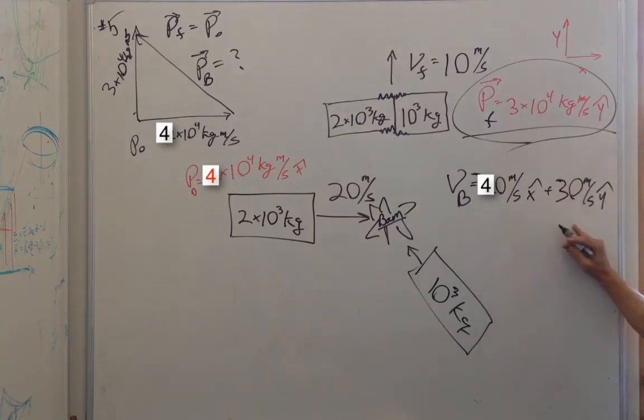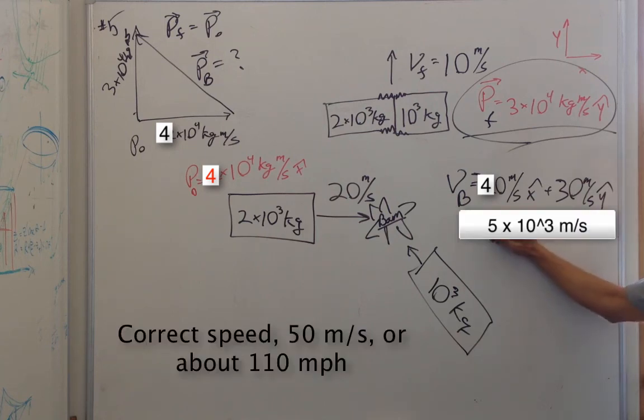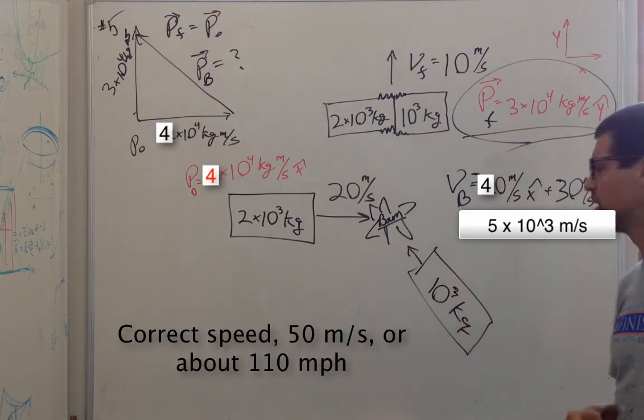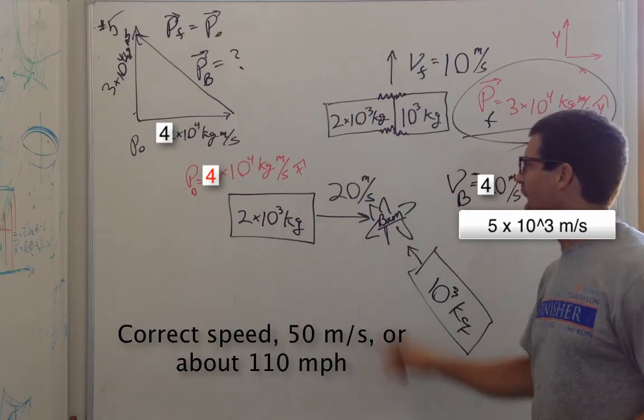So we can find out what the magnitudes are by adding these in quadrature. And you're going to find it's on the order of 40 meters per second. This guy was going 88 miles an hour. Too fast, dangerous.